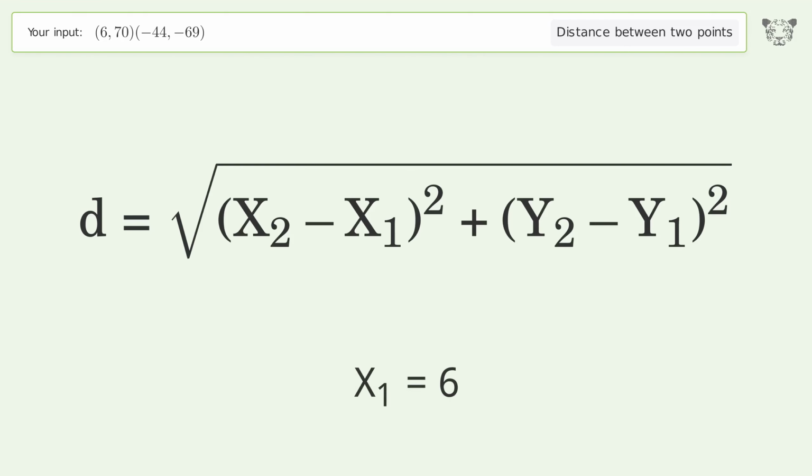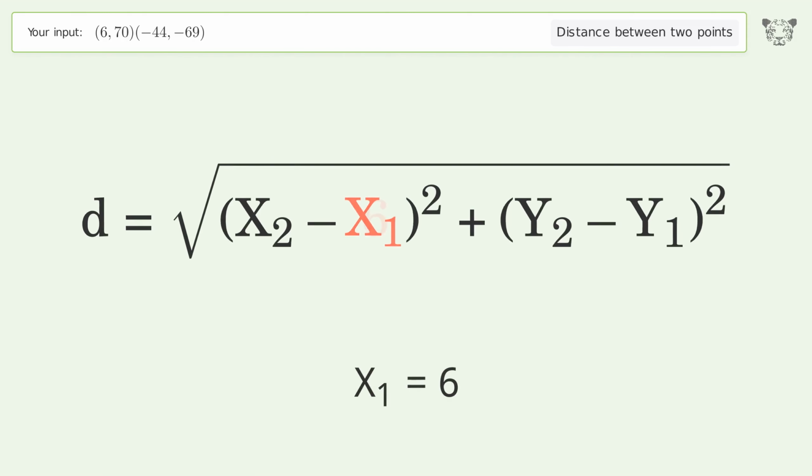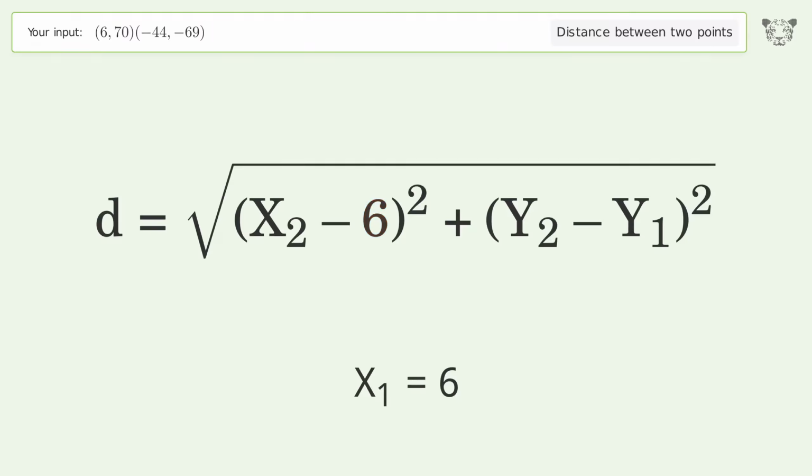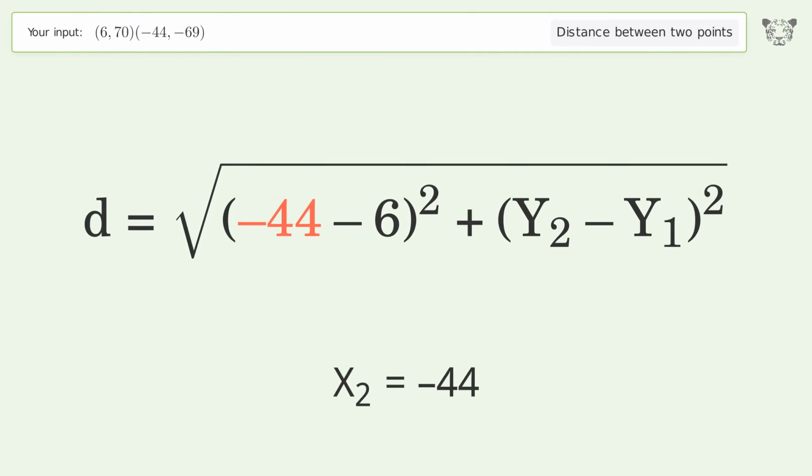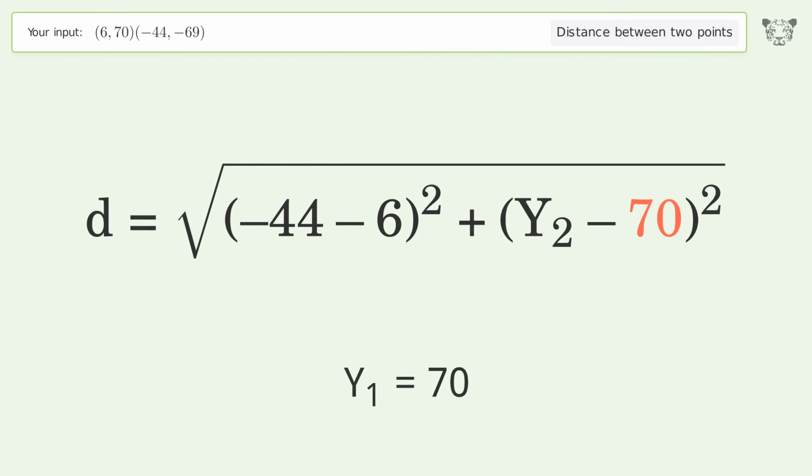x1 equals 6. x2 equals negative 44. y1 equals 70. y2 equals negative 69.